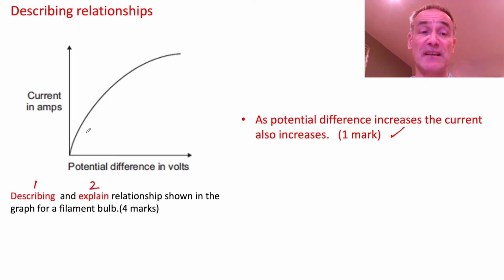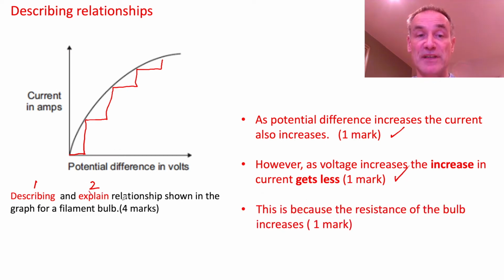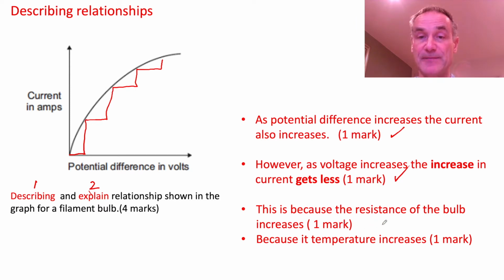Then, of course, it's not a straight line, it's a curve. So remember, if I increase the voltage by the same amount each time, you will see the current is going up by less and less each time. So we can say that. However, as voltage increases, the increase in current gets less. And that will give us another mark. Finally, I've got to explain the relationship. This is because the resistance of the bulb increases because the temperature of the bulb increases. So that was my describing, and this is my explaining. So I've answered both the command word questions.